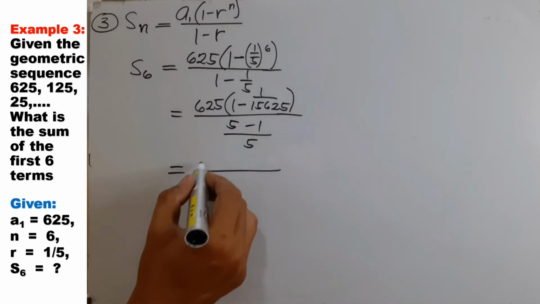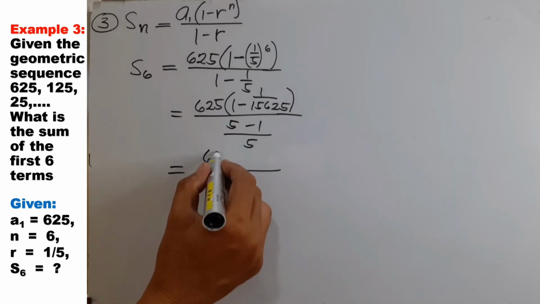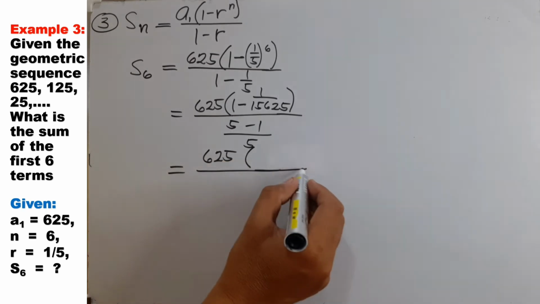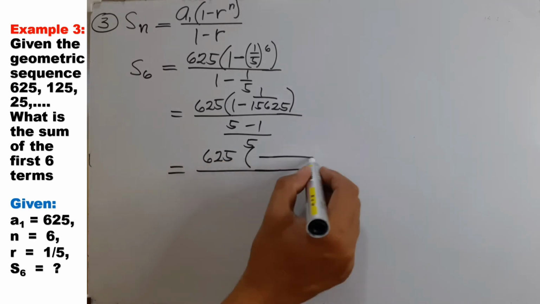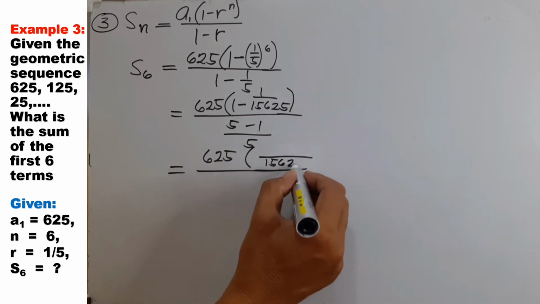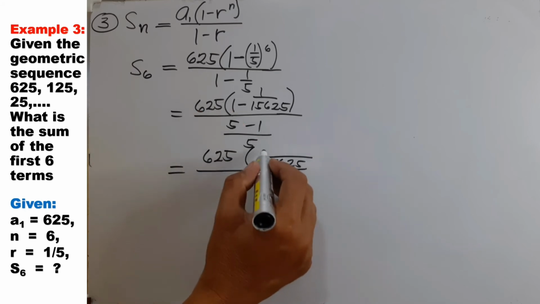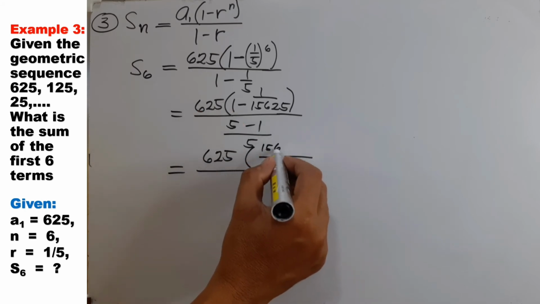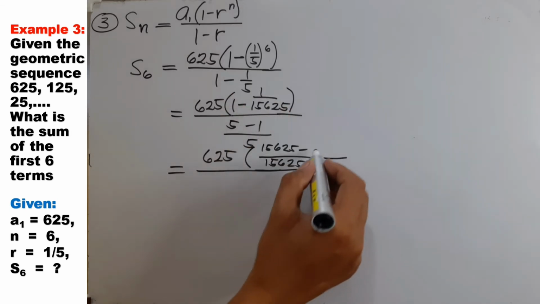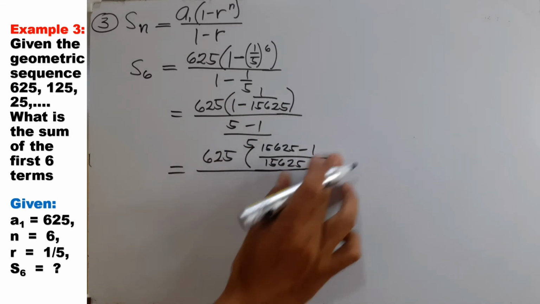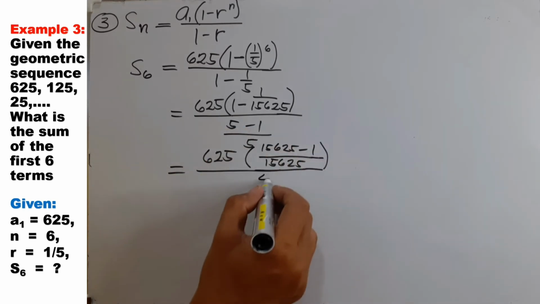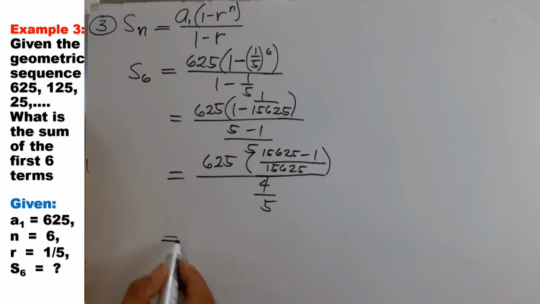equals 625. Our LCD is 15,625 times 1 is 15,625 minus 1, all over 4/5.